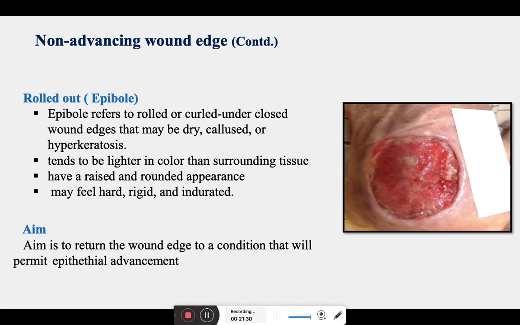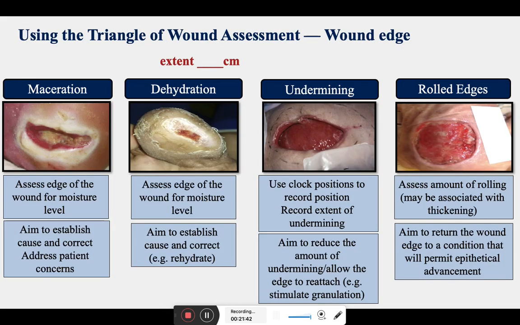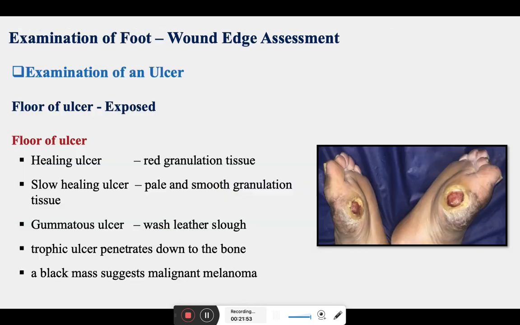Now, the aim is to return the wound edges to a condition that will permit epithelial advancement. And how will we do it? Just go for surgical debridement. Now, this is the overall picture. You can make a chart, you can keep it on your table, and this is how it all looks.